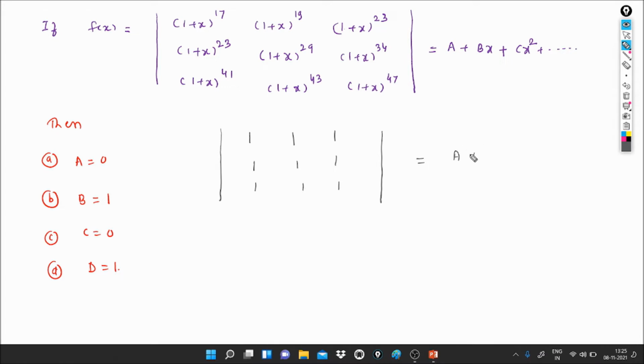At the same time, you have to put x is equal to 0 on the right hand side also. So except a, the remaining terms will become 0. So this is a determinant where all the rows and columns are the same. We have seen the property of determinants: if any two rows or columns of a determinant are the same, then the value of the determinant is 0. So as here two rows or two columns are the same, its value is equal to 0. That means here this A is equal to 0.